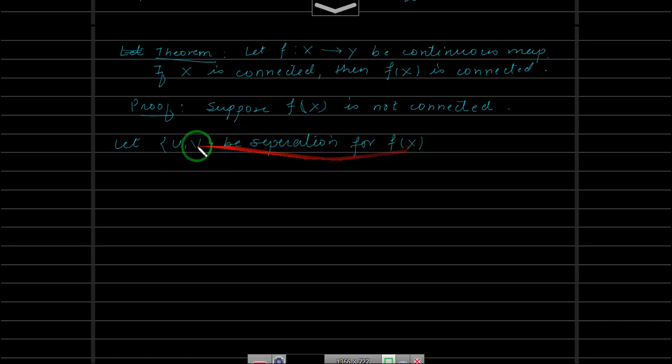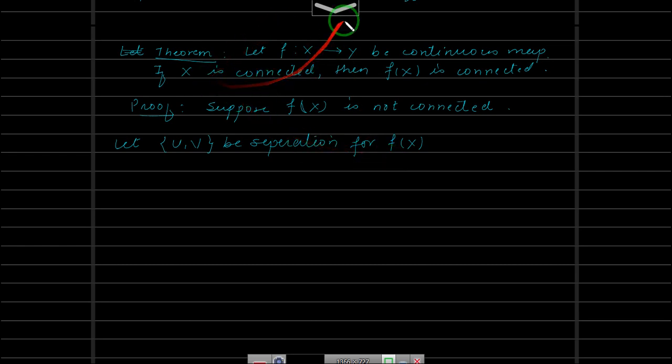Now remember, this is a separation for f(X) and we have to deal with the subspace topology for Y, so f(X) as a subset of Y. Since this is a separation for f(X), this means U and V are open in f(X). A set is open in a subspace provided there exists some open set in the whole space such that U is equal to that open set intersection f(X).